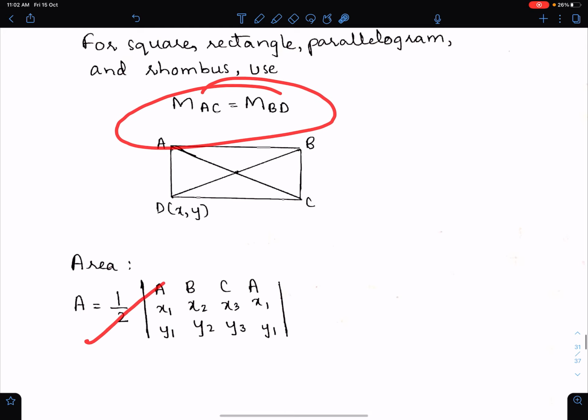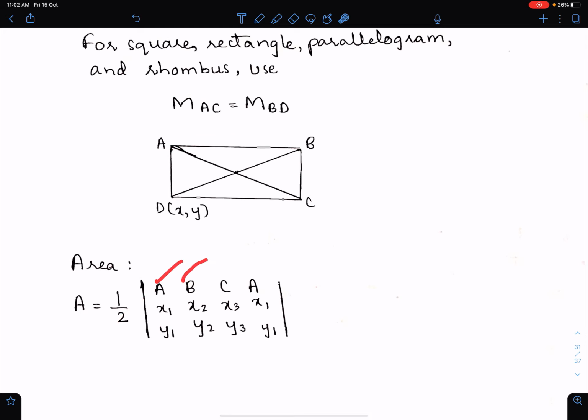For area of triangle, we use this formula with A, B, C, and we repeat the first coordinate. Coordinates of the first point here.